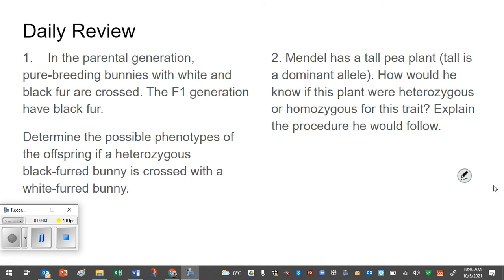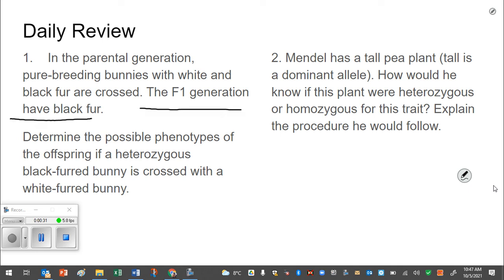So in the first question, in that paragraph at the top, I tell you about pure breeding bunnies. That's what Mendel did. He had pure breeding plants. And his definition of dominant and recessive was about what showed up in the F1 generation. So can somebody tell me which color is dominant? Yeah. Black. Black is dominant because the F1 generation, it says, have black fur.